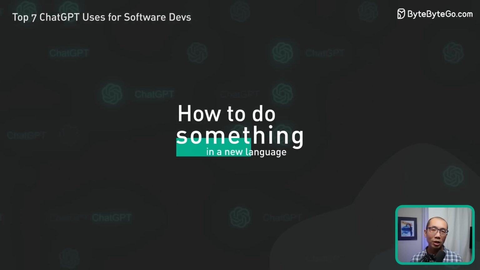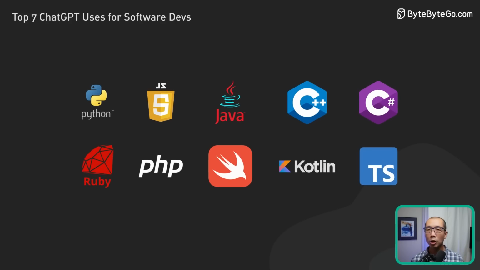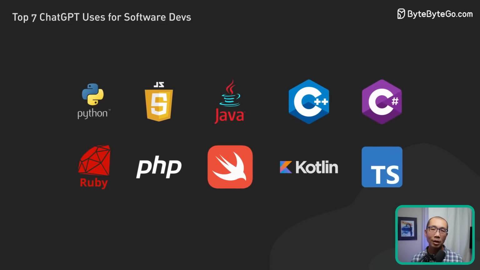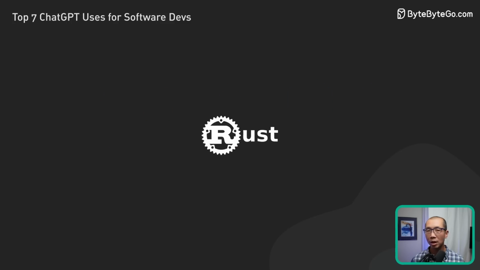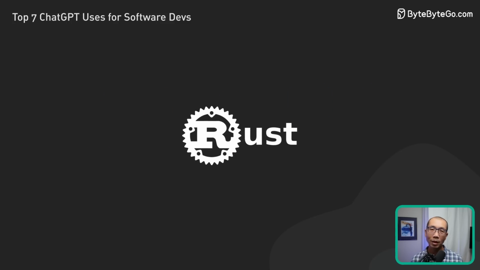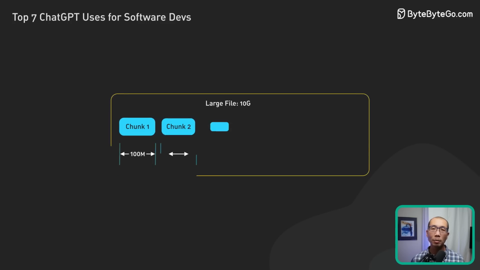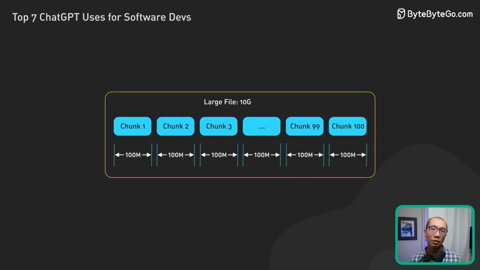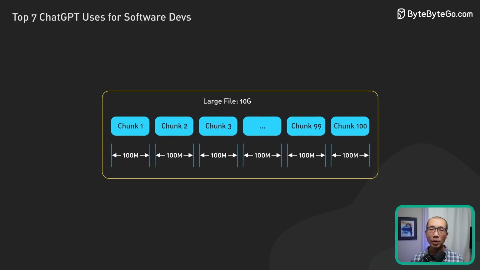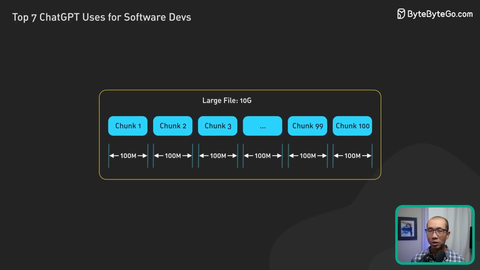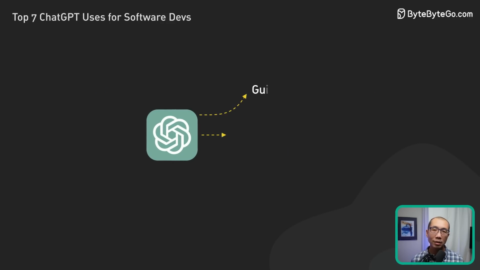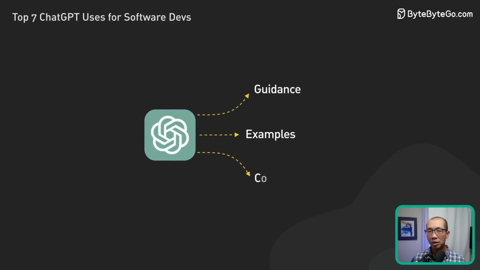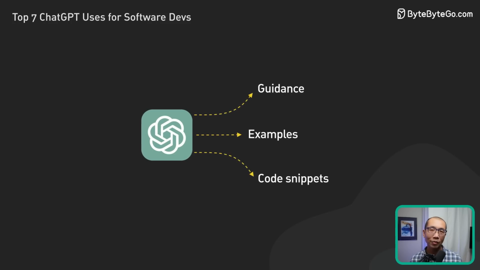Another great way to use ChatGPT is to rely on it as we learn a new programming language. A perfect personal example is when we had to complete a project in Rust, which was new to us. We needed to read an object from a Google Cloud Storage bucket in chunks to make it more efficient, so we asked ChatGPT how to do that. ChatGPT can provide us with guidance, examples, and even code snippets to help us get started with our task.